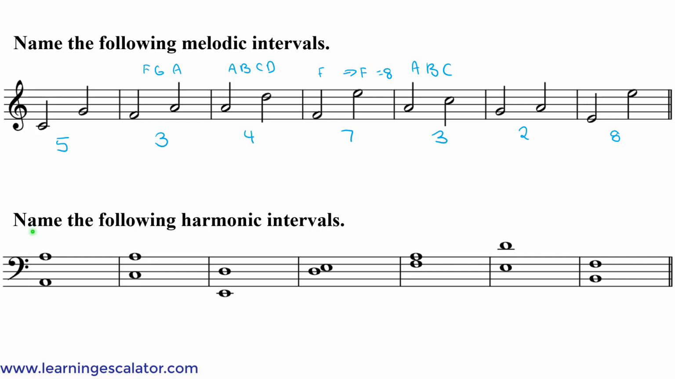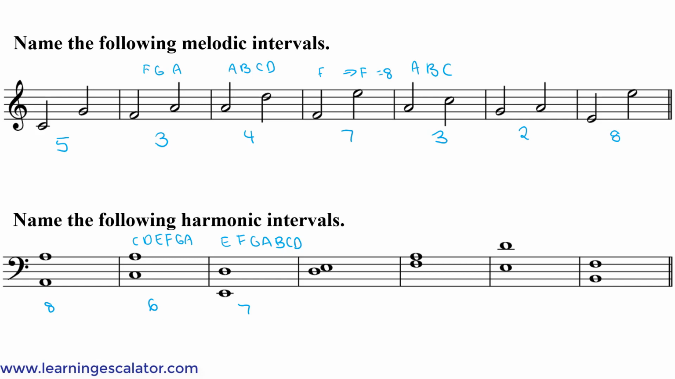Now, next, name the following harmonic intervals, and they're harmonic because they're all played at the same time. So the first one is A to A, so that's 8 because it's a perfect octave. The next one is C to A, so C, D, E, F, G, A, so 6. The next one is E to D, so E, F, G, A, B, C, D, so that's 7.